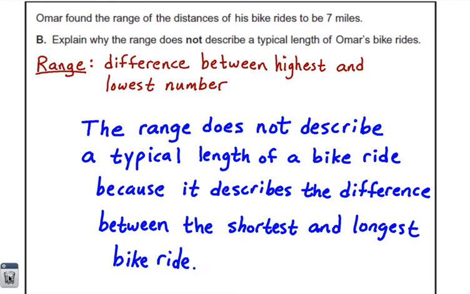So I don't like this kind of style of explaining why it doesn't mean this, because it means, I don't know. But as always, please be extra thorough with your explanations. Go above and beyond if you have to. Again, maybe you throw in something where it's like, well, because the measurement that actually means a typical length of Omar's bike rides would be the mean, not the range, because the range actually means this, so it can't mean this other thing. Okay, anyway.